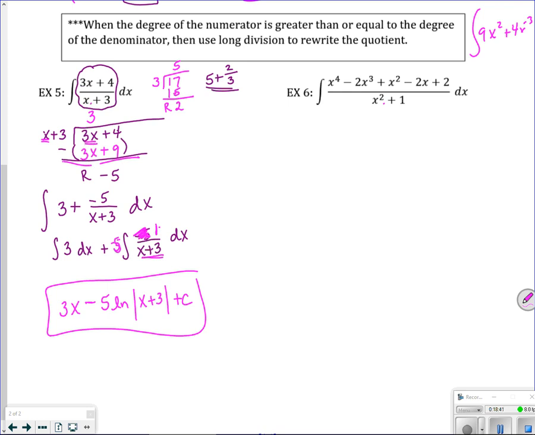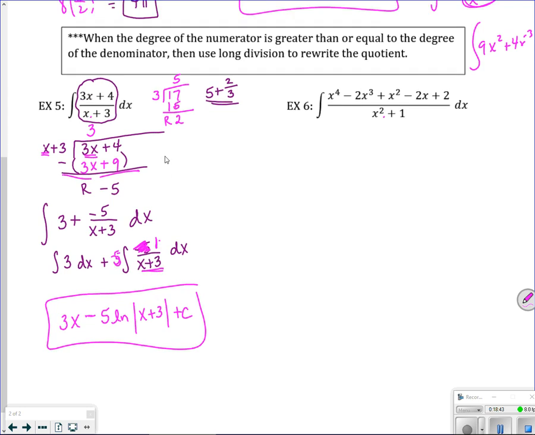All right, let's see if you can try number 6. A little bigger, but let's see. How do I know to do the long division? The degree of the numerator is greater than or equal to the degree of the denominator. I don't have a monomial in the bottom, unfortunately, so I have to do it like this.